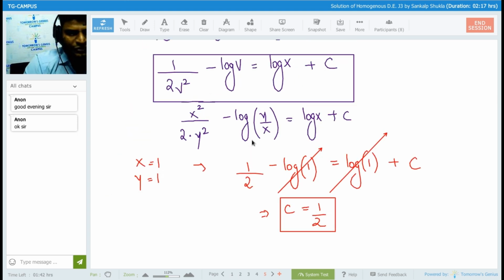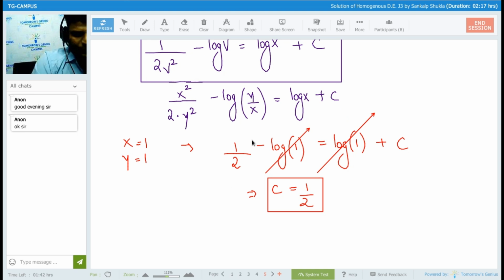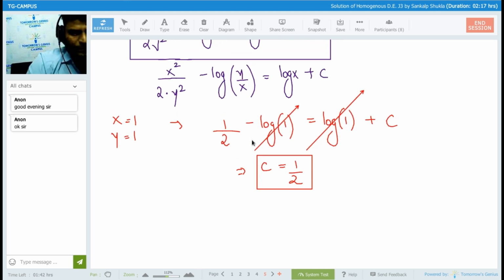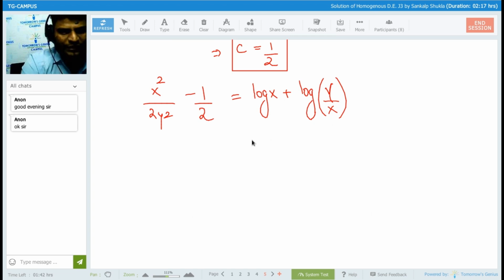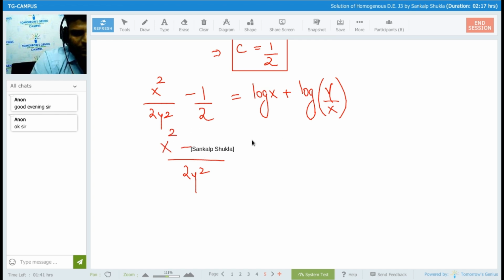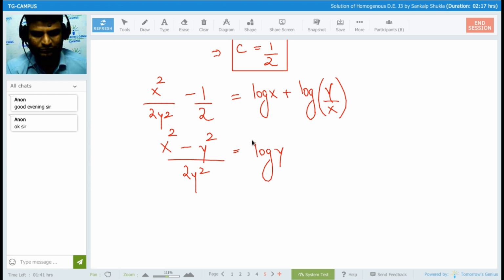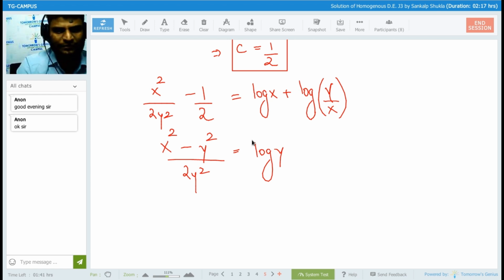Now if c is 1 by 2, what is the final equation? So x square upon 2y square. Now this c is 1 by 2, so we can shift the c into the left hand side. And this can be written as log x plus log y by x. Alright, so we can do the further calculations: this will be 2y square only. This is x square minus y square. And this can be written as log of x into y by x, that means log y only, because log x will be log y only.